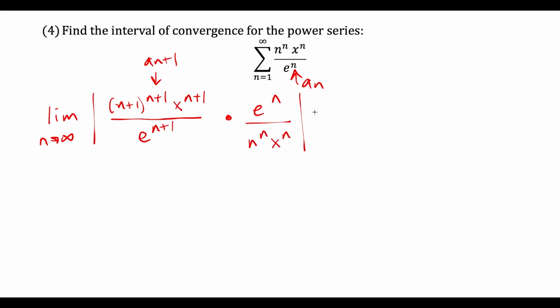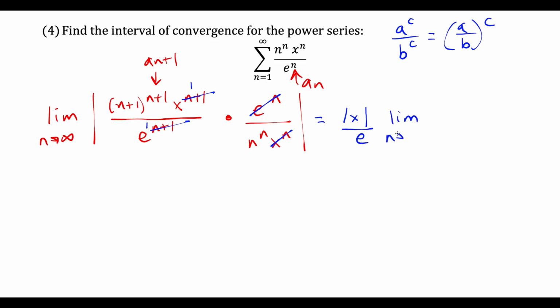So now at this step, we just do a little bit of algebra, and we're going to use this idea in a moment, that a to the c over b to the c is equal to a over b to the c power. But we do the algebra. x to the n plus 1 over x to the n will simplify to x to the first on top, and then e to the n cancels out completely, leaving us with e to the first on bottom. So now we could do a little bit more algebra. Since the limit is as n is going to infinity, we could take the absolute value of x out. We're dividing by the absolute value of e, which is just e, and now we have the limit as n goes to infinity, and all the terms with an n have to stay behind.